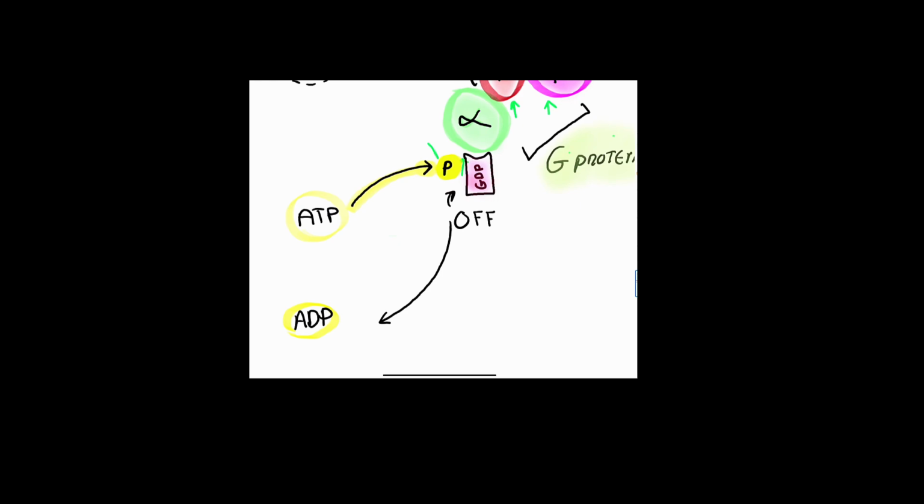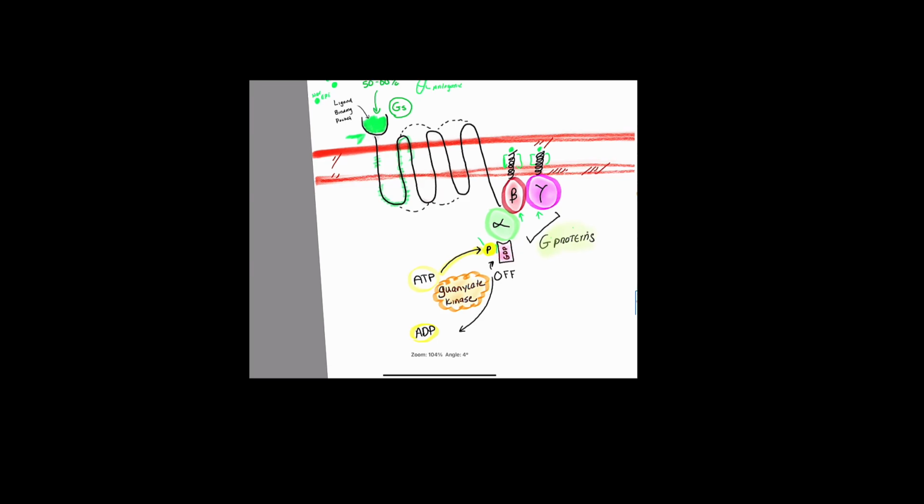And right now I know Trent is saying, well, what is doing that, right? Very inquisitive, right? So what is doing that is something called guanylate kinase. And this is an enzyme that is transferring the phosphate from ATP to the alpha subunit, which is currently off. And then that phosphate is going to turn the subunit on.